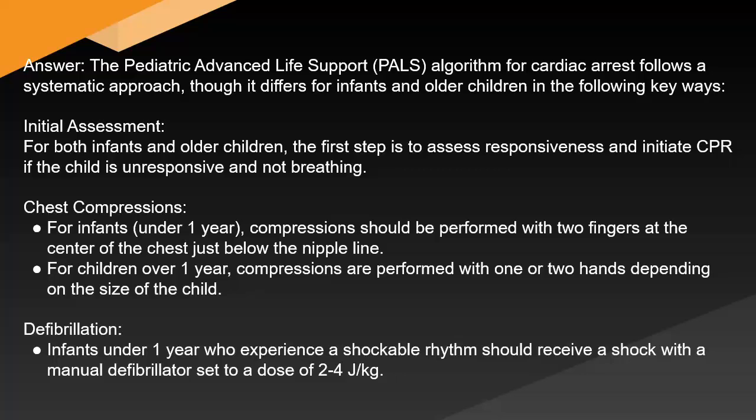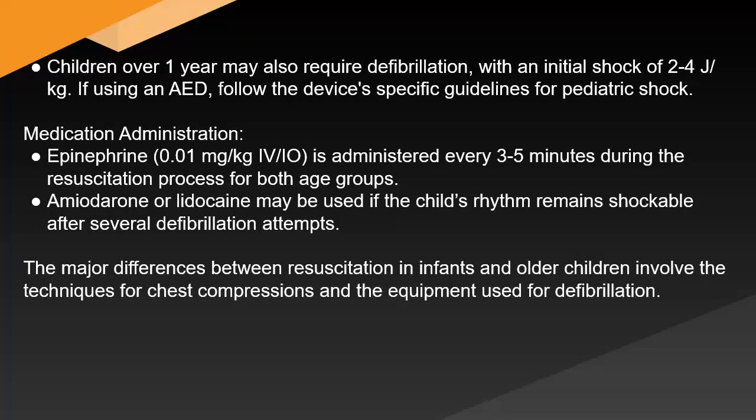Chest compressions. For infants under 1 year, compressions should be performed with 2 fingers at the center of the chest, just below the nipple line. For children over 1 year, compressions are performed with 1 or 2 hands depending on the size of the child. Defibrillation. Infants under 1 year who experience a shockable rhythm should receive a shock with a manual defibrillator set to a dose of 2 J/kg. Children over 1 year may also require defibrillation with an initial shock of 2 J/kg. If using an AED, follow the device's specific guidelines for pediatric shock.